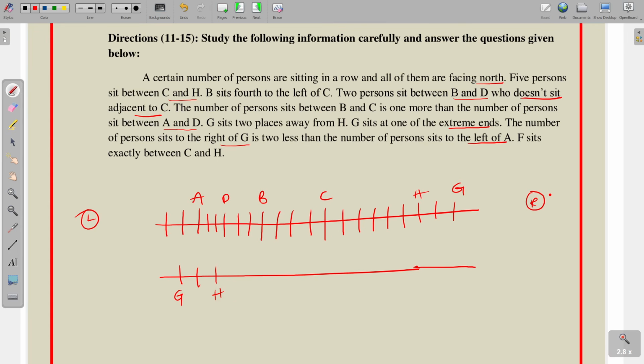Clear? The number of persons sit to the right of G is 2 less than the number of persons sit to the left of A. This one is also clear. F sits exactly between C and H. So here C and here H. So 1, 2, 3, 4, 5. 5 persons are there. Here F is placing. So only this possibility is correct. Let us move on to the questions.